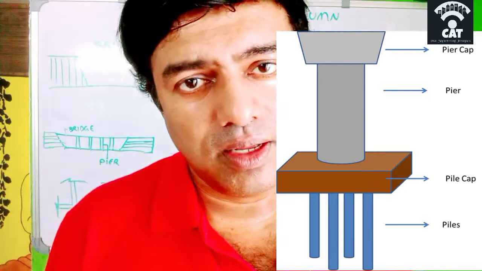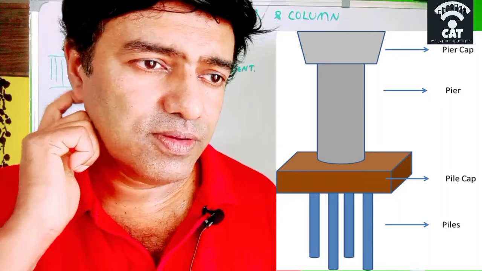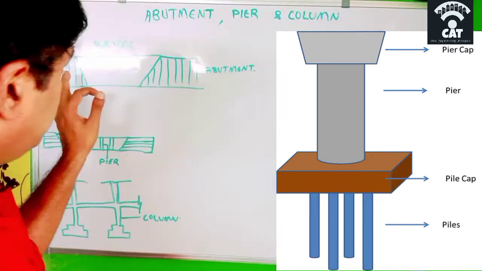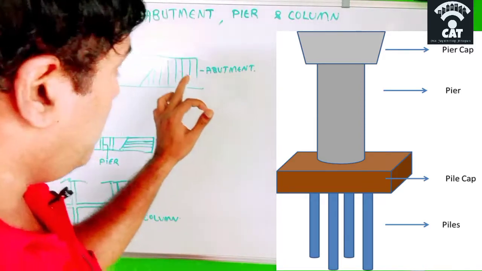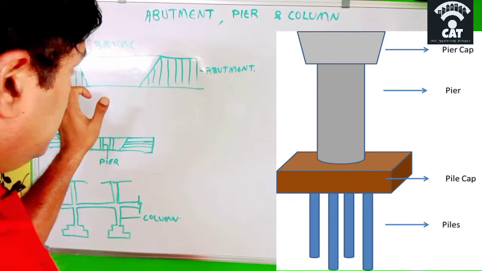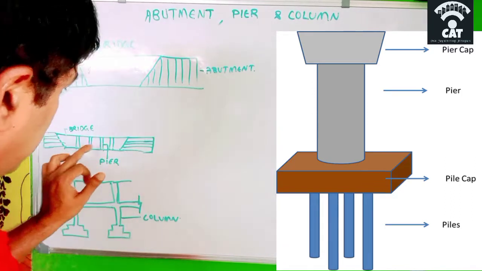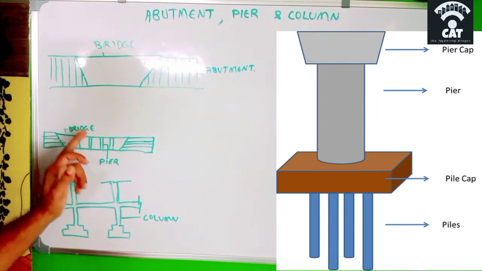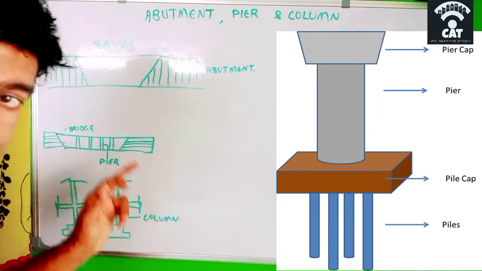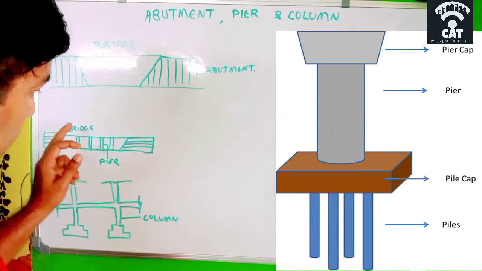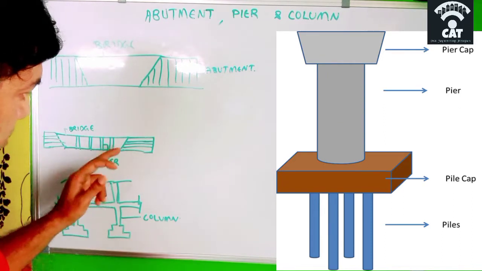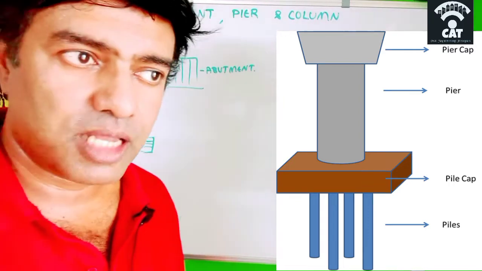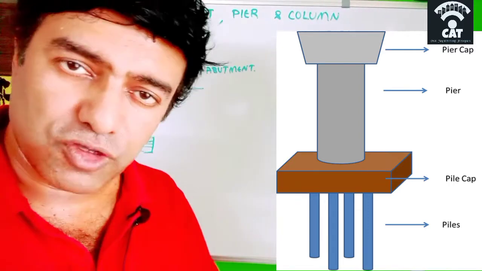So what is a pier? A pier is whatever comes between the two embankments, that is, between the two abutments, as I said before. This is one abutment and this is the other abutment. In between, whatever pillars come, how many columns are coming, a pier is a type of column. The columns coming in between these abutments are called piers. It can be two or more than two, depending upon the length of the bridge.